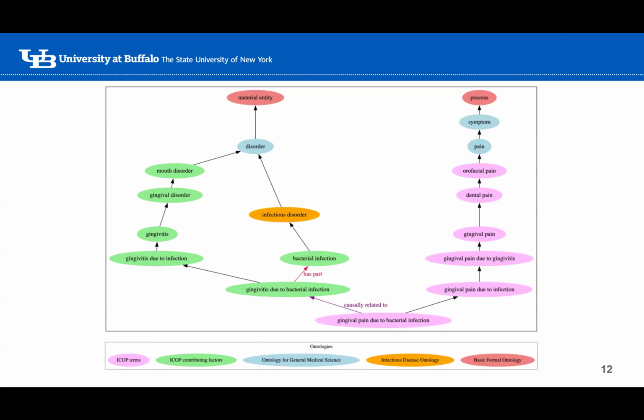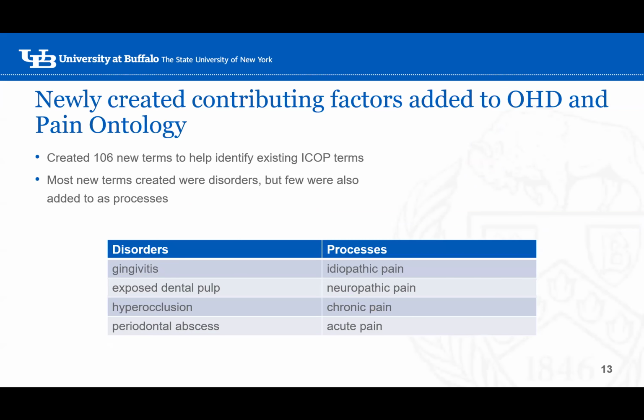This is just a graphical look at this term. You can see it's down at the bottom, gingival pain due to bacterial infection, and you can see how it works up into a material entity, which is breaking down the infectious disorder and the bacterial infection, and then the process, which is coming from the hierarchy of ICOP down from symptom and pain.